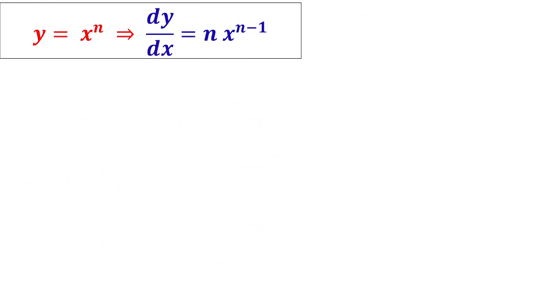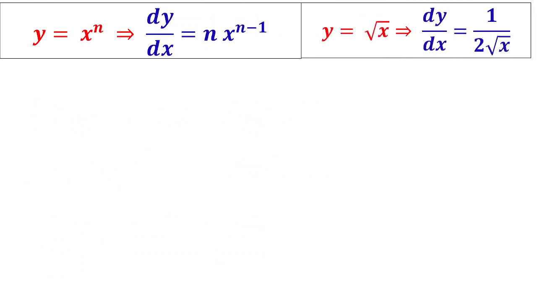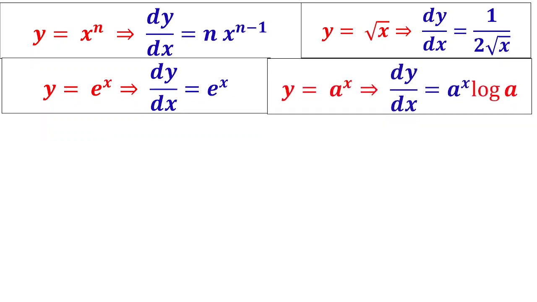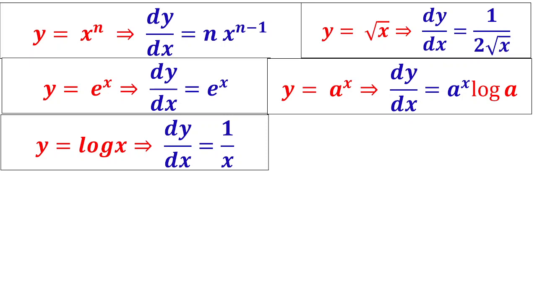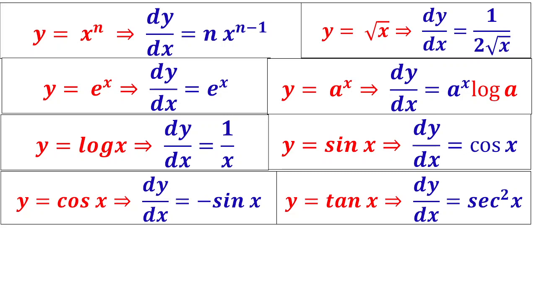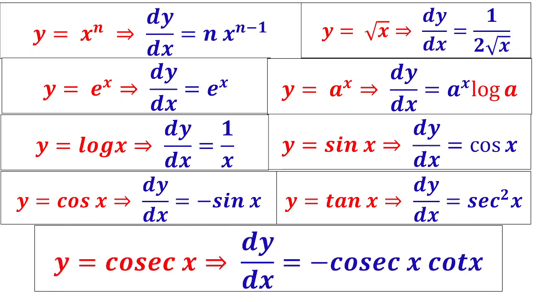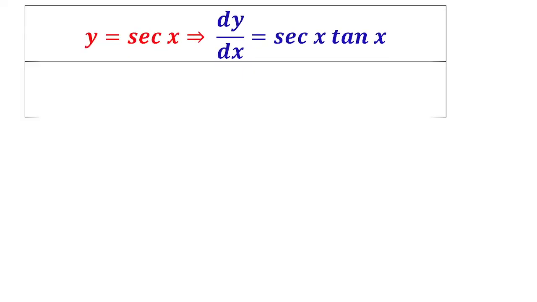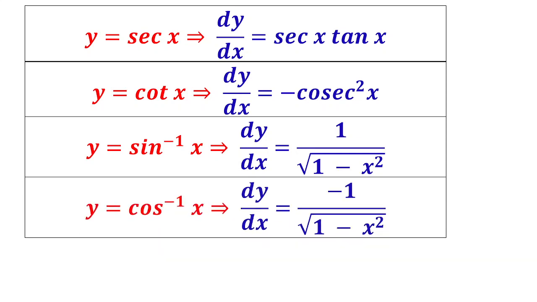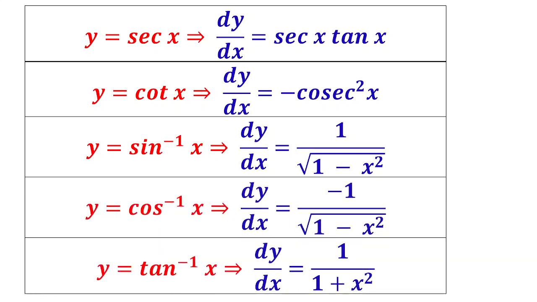Let us have a quick look at the formulae of differentiation. x power n gives n into x power n minus 1, root x gives 1 by 2 root x, e power x gives e power x, a power x gives a power x log a, log x gives 1 by x, sin x gives cos x, cos x gives minus sin x, tan x gives secant square x, cosecant x gives minus cosecant x cot x, secant x gives secant x tan x, cot x gives minus cosecant square x, sin inverse x gives 1 upon root 1 minus x square, cos inverse x gives minus 1 upon root 1 minus x square, and tan inverse x gives 1 upon 1 plus x square.